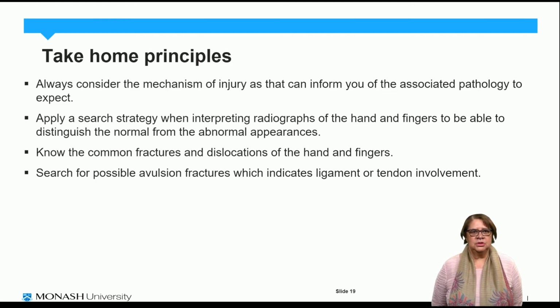So in conclusion, it's important that you always consider the mechanism of injury, as that can inform you of the associated pathology you need to search for on your images. Also apply your search strategy, and it's really important with the hand and the fingers so that you are able to distinguish what is normal and what is abnormal. And then get to know the common fractures and dislocations of the hand and fingers. And also important is to search for avulsion fractures, because that can indicate ligament or tendon involvement.